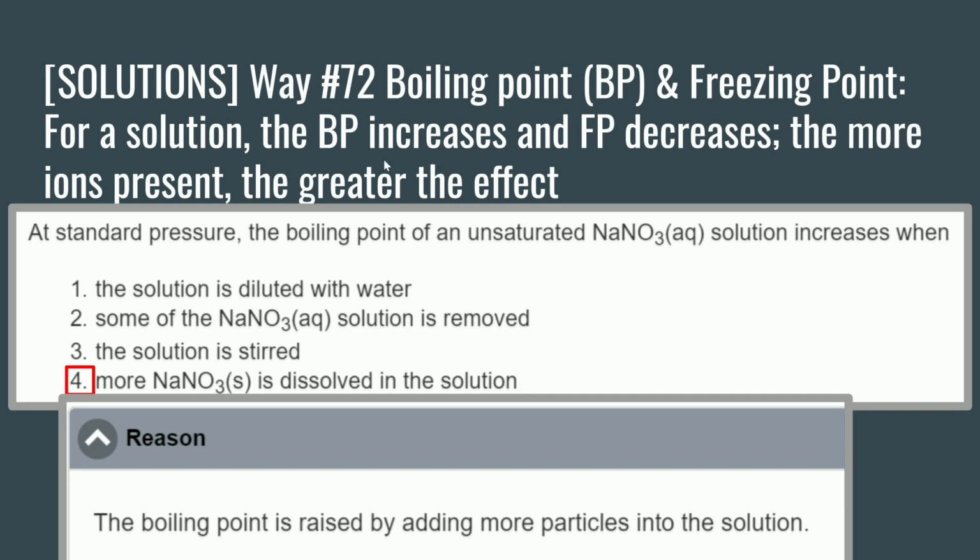So, remember, boiling point elevation, freezing point depression occurs whenever we dissolve a substance into the solution. And anytime we add more ions, the greater this effect.